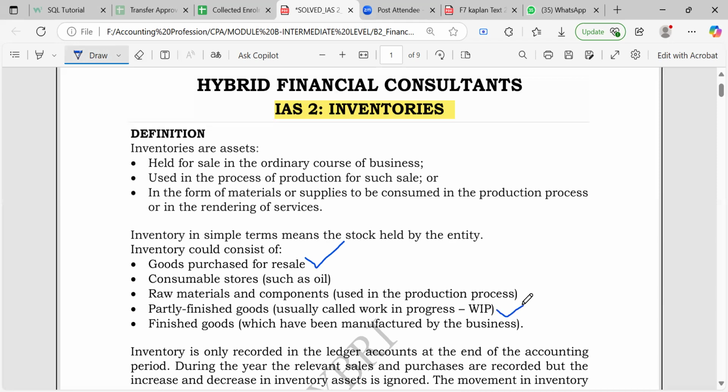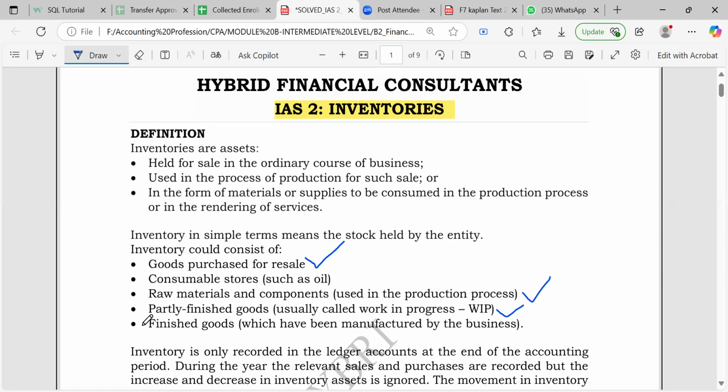But you could have something as fresh as just taken from somewhere. Let's say you are trying to make tables, furniture. Maybe you just went to the trees and cut them down, and you only have those. You don't already have the timber. You just have the raw material, so you say that's raw materials and components used in the production process. These are the common forms: finished goods, work in progress, and raw materials.